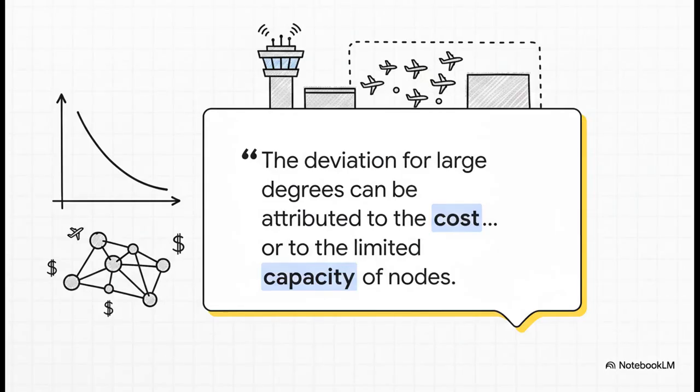This power law isn't perfect. If you look at the graph, you can see the line kind of bends off at the very end. And that's where the real world crashes the party. There are physical limits. There's a real cost and a real capacity constraint to how many flights an airport can handle. Even the biggest, baddest hub can't just grow forever.